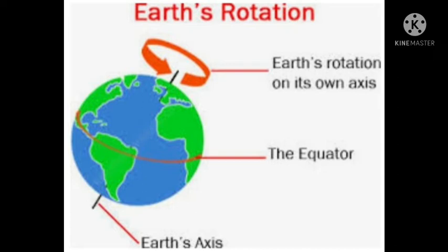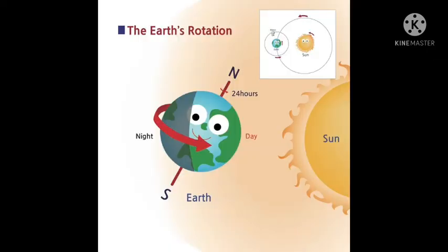If you look at the picture, you can see an imaginary line, which is the axis of the earth, and the earth spins around this axis. Earth rotates from west to east. One complete rotation takes one whole day.